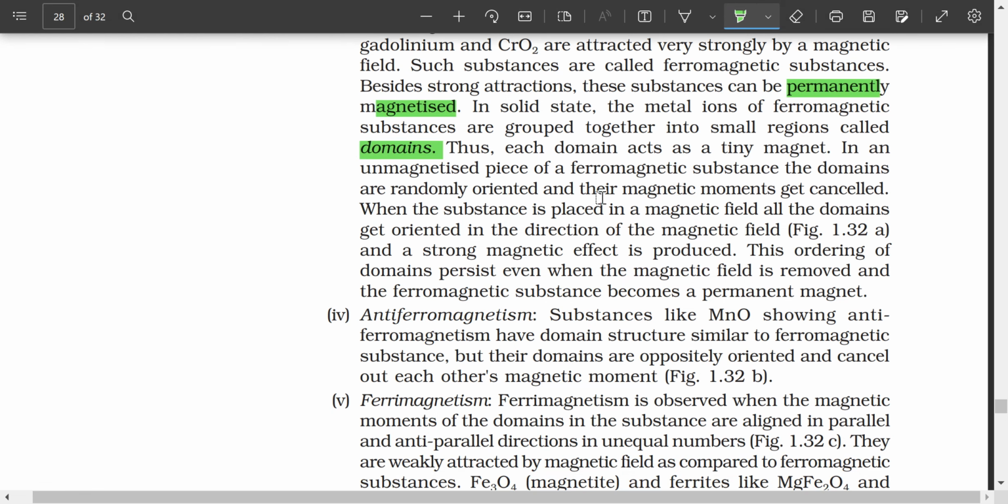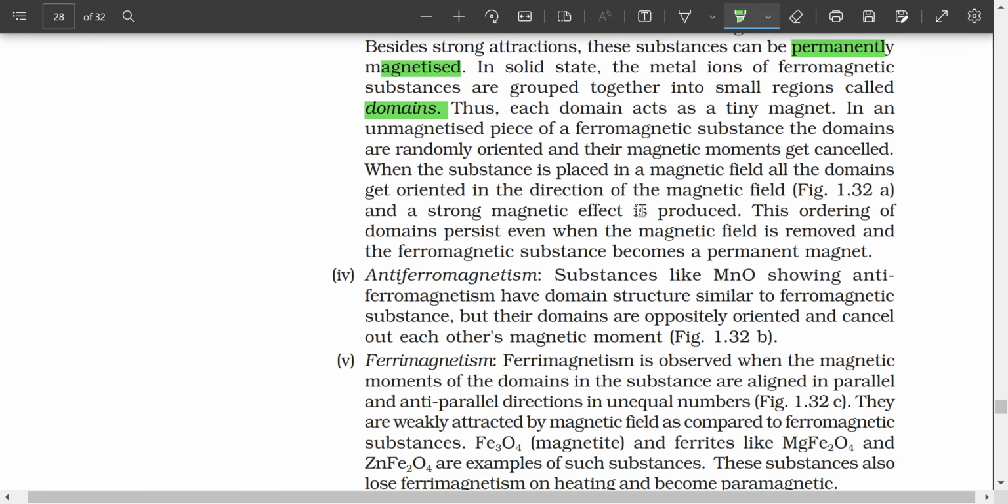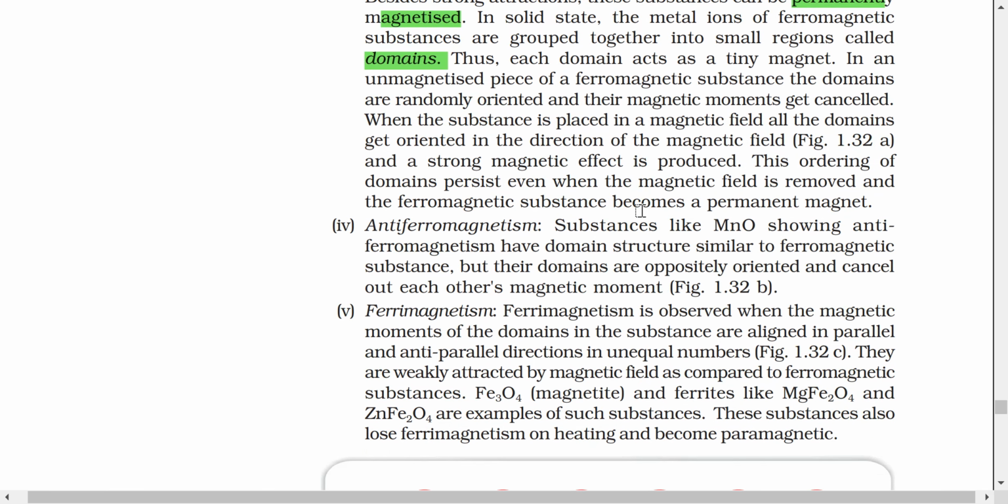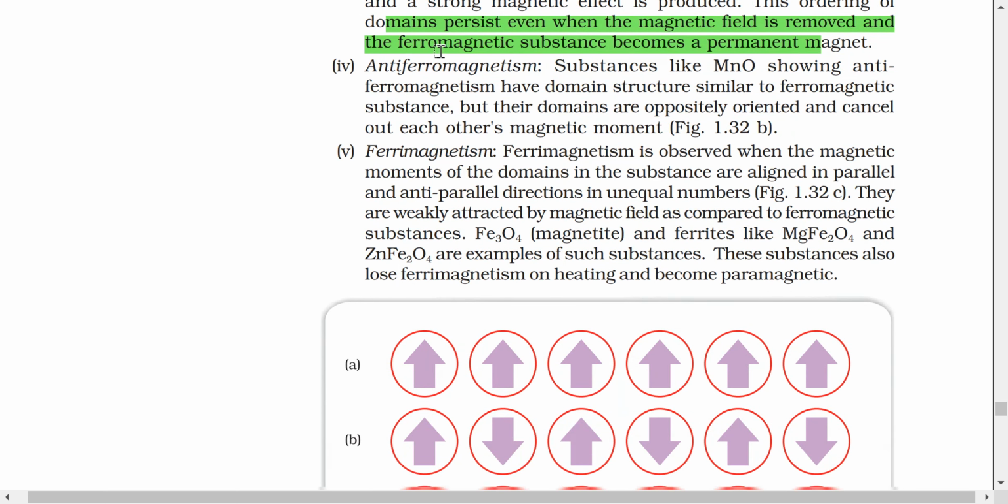In an unmagnetized piece of a ferromagnetic substance, domains are randomly oriented. लेकिन जब हम उसको electric या magnetic field में डालते हैं, domains एक direction में align हो जाते हैं, इसीलिए बहुत ज़्यादा strong magnetic effect जो है produce होता है. That is what it is written over. This ordering of domains persists even when the magnetic field is removed. ठीक है, उसके बाद भी there will be some amount of magnetism left. इसीलिए हम इसको permanent magnet में convert करते हैं.